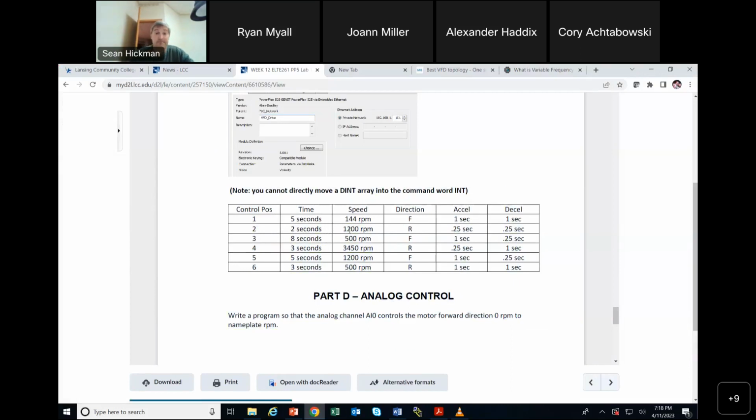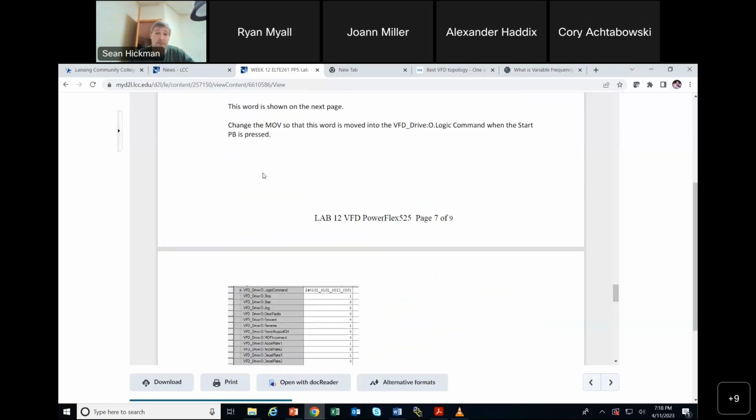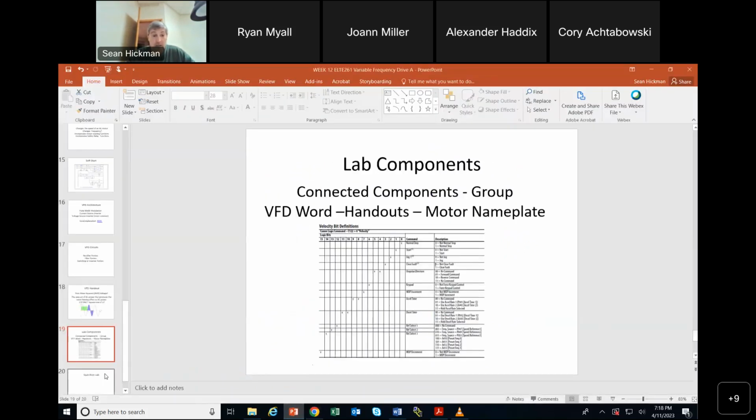All right, and then finally you have the analog control to move it 0 to nameplate RPMs. That's the scaling that we're talking about, and you can get that off the nameplate. So yeah, this is going to be, I don't know, we'll see how it goes. Could be a little involved. And that's our last lab.